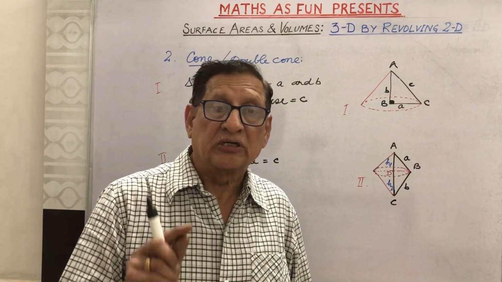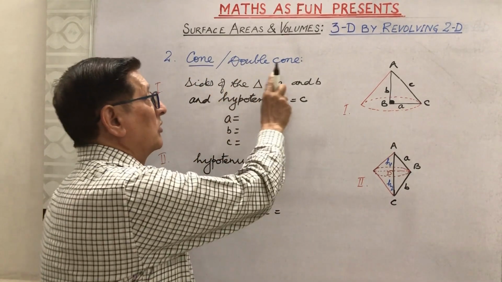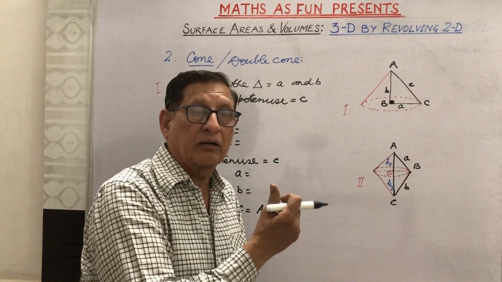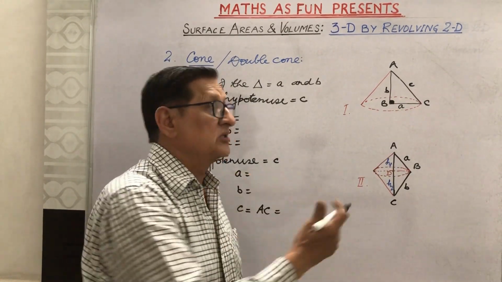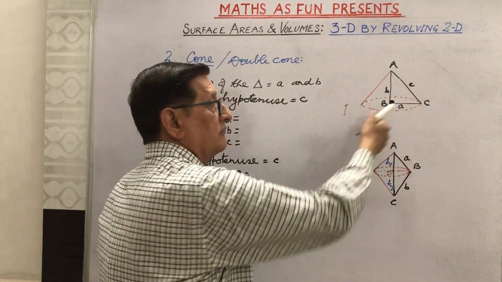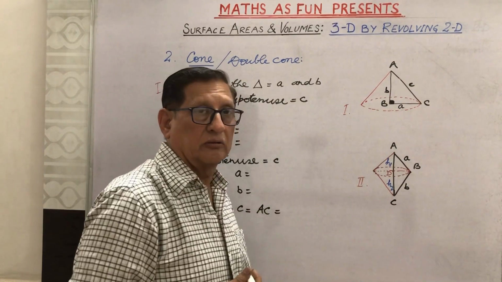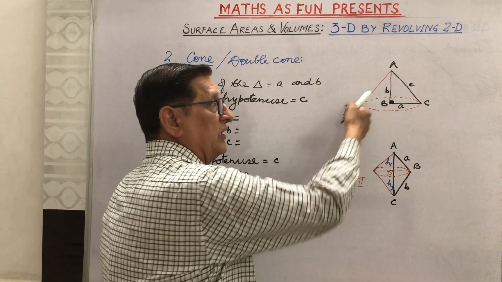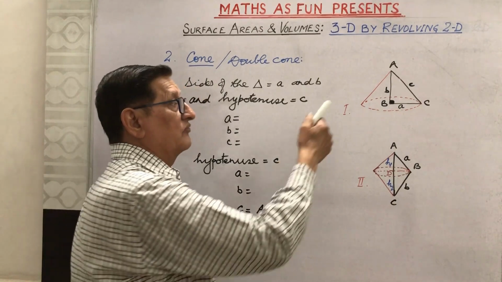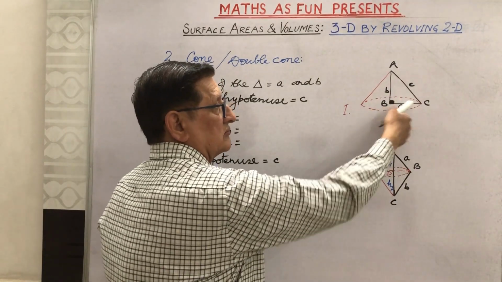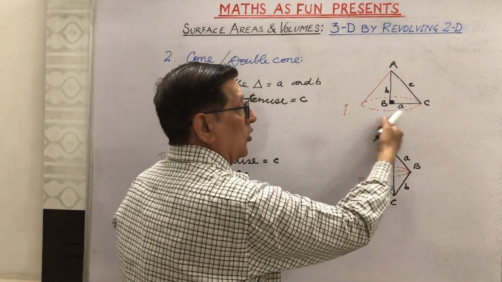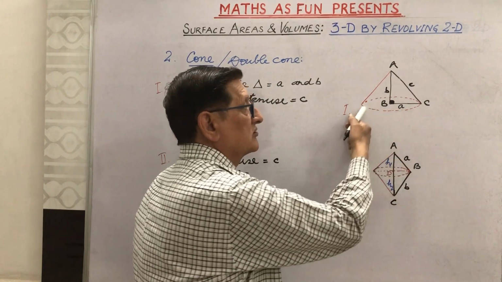The second one is to understand how to form a cone or a double cone. If we take a triangular sheet, generally a right angle triangle, ABC, B is the right angle. Sides of it are A and B, and the hypotenuse is C. If we revolve this about any one of the sides other than the hypotenuse, then a single cone is formed like this.